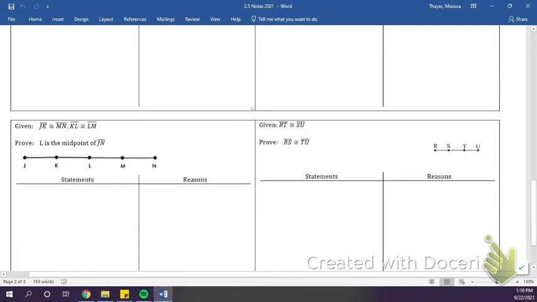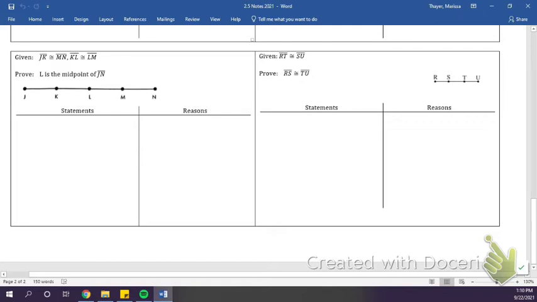This next one's the longest one on our notes. I want you to start by writing the given. JK is congruent to MN, and KL is congruent to LM. I'm also going to put that on my picture with little tick marks. My goal on this one is to say that L is the midpoint of JN. That would be the last line.